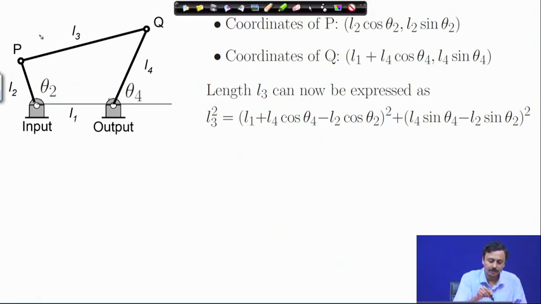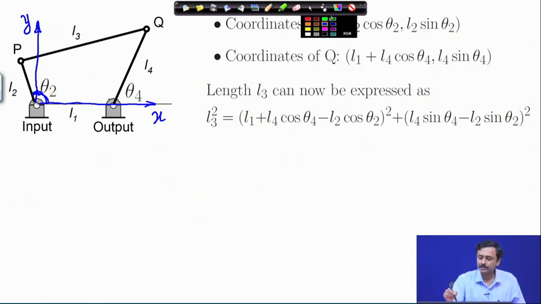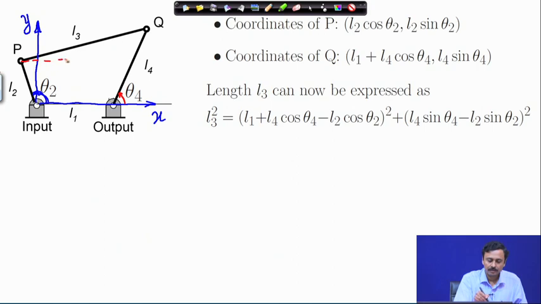Let me again draw the coordinate system. Theta 2 is this angle, and theta 4 is this angle. And this angle with the horizontal is theta 3.